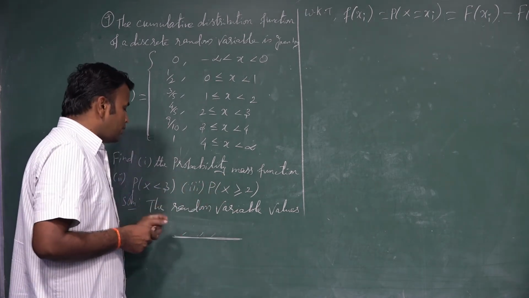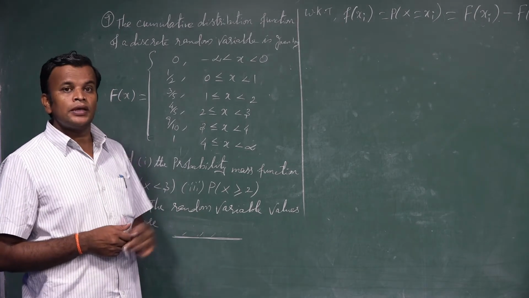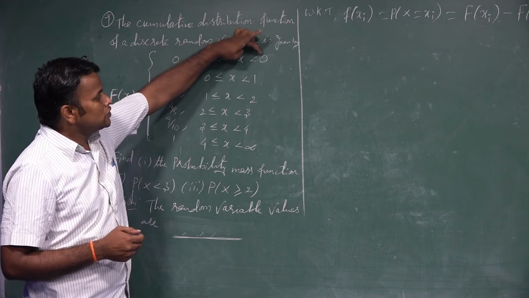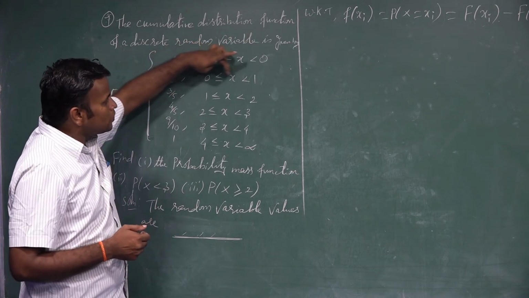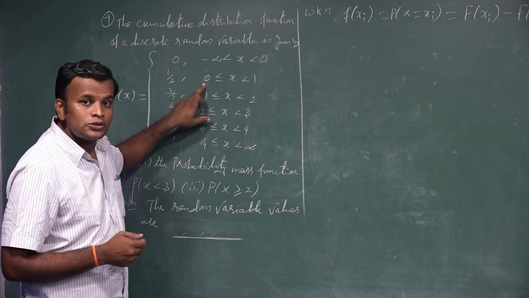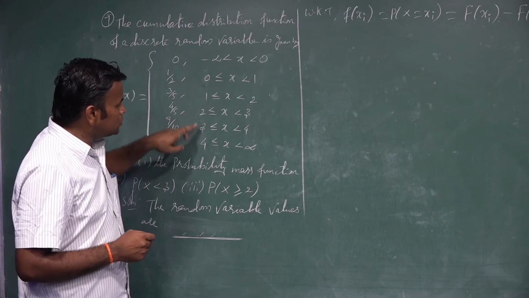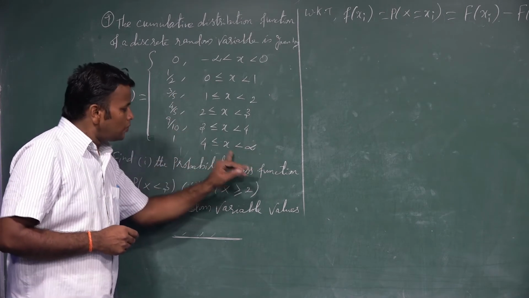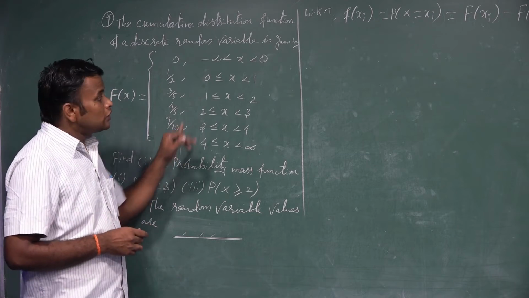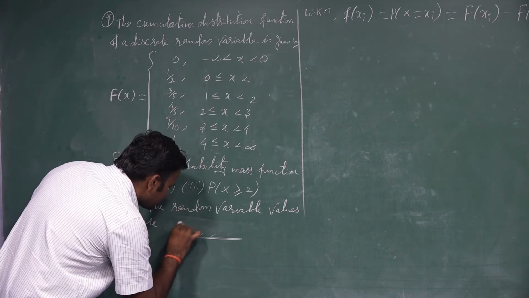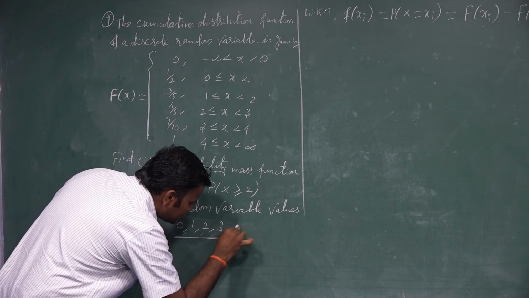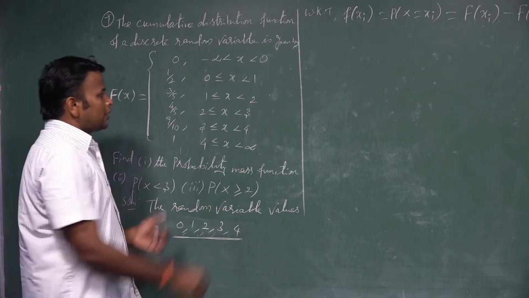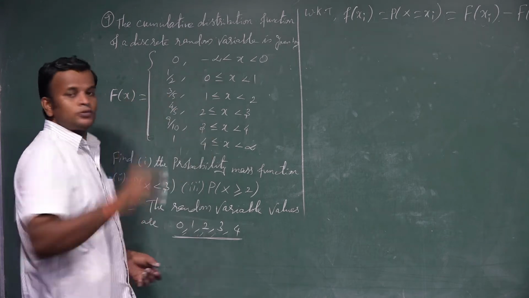First of all, very important, the random variable values. Here, what is the least random variable value? Minus infinity less than x less than 0, and 0 less than or equal to x. So one of the x values is 0. We start from 0 up to 1, 2, 3, 4. And for x more than 4, the value is 1. So the values of x are 0, 1, 2, 3, 4. It's very important to find the random variable values. So the random variable values start from 0 up to 4.